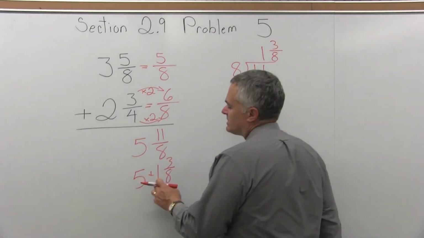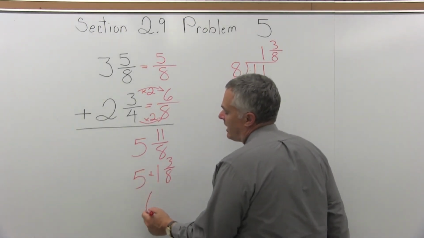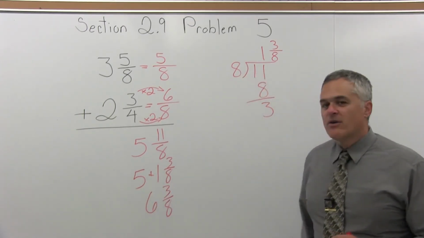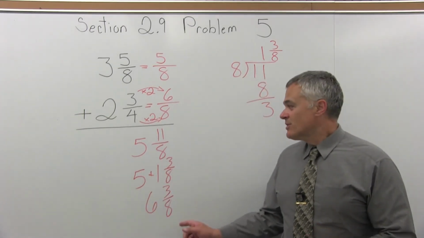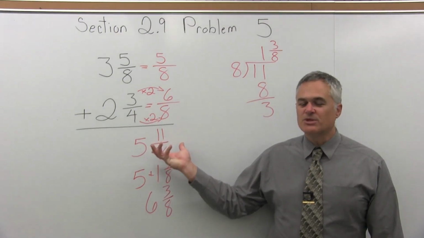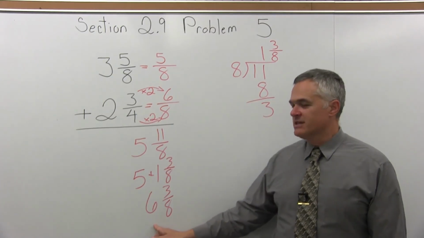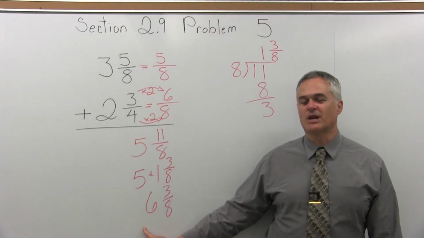So I have 5 plus another 1 3/8. So the 5 and 1 I can combine to make a 6. So the final answer in a better form is 6 3/8. So 5 and 11/8 is the answer, but it's really not in a good form. With a little bit of adjustment, that 5 and 11/8 can be changed into 6 3/8. That's better.